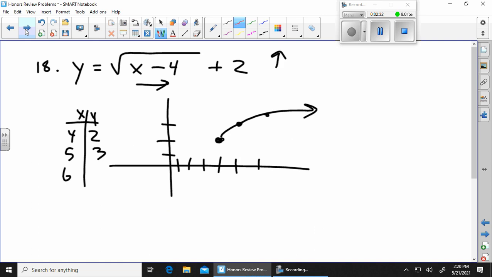18, I know that square root, again, I could look up at the board. Square root is half of a sideways parabola. So I know my shifts: right 4, up 2 gave me this point. It only goes one way. So I put 4, 2 in there, and then 2 bigger. The arrow only goes to the right. 5 gave me 3. 6 gives me 3 plus the square root of 2, I think it's 3.41. And I drew that.